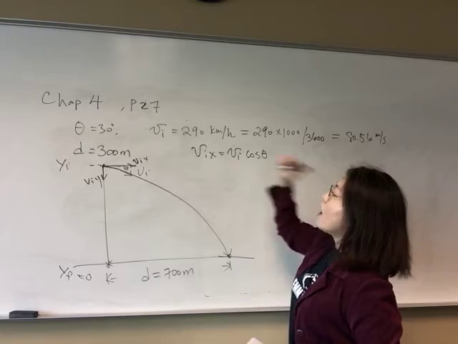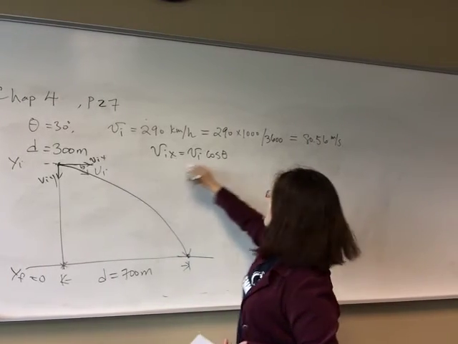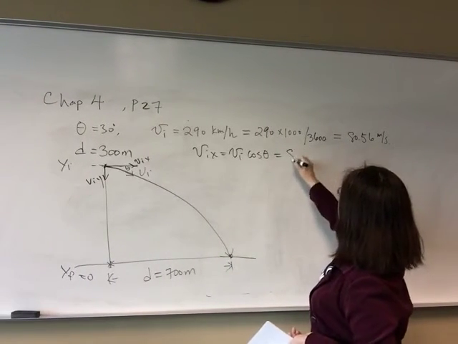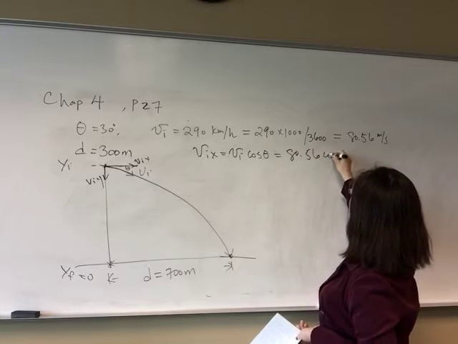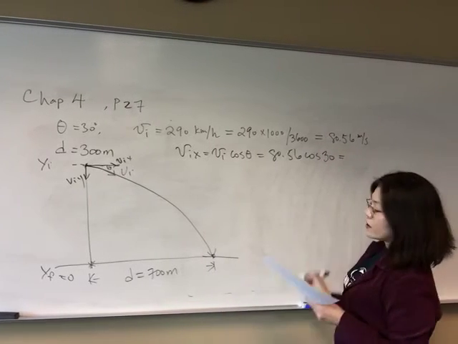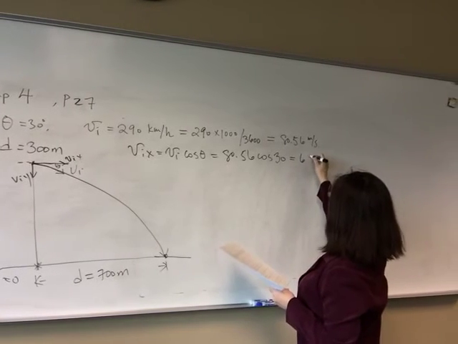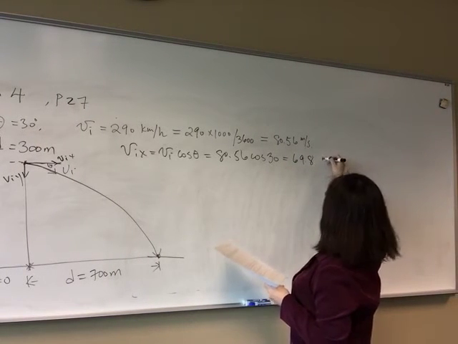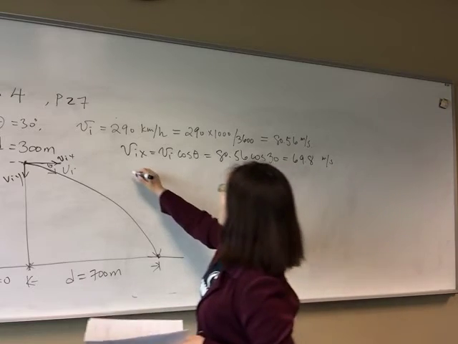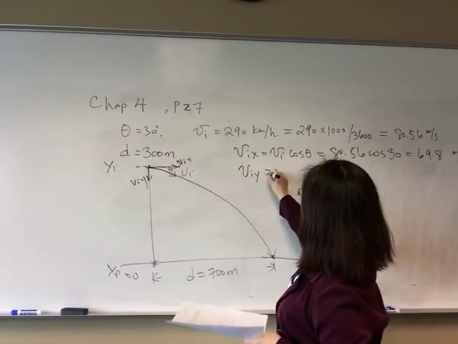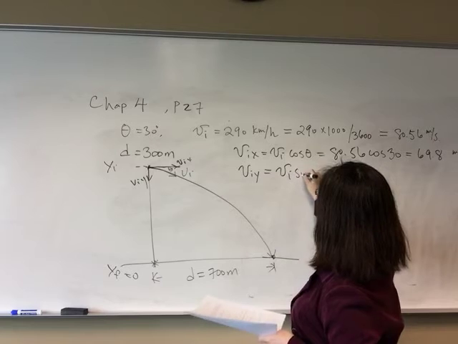Now in this case, the horizontal motion is rightward. So you have this value, 80.56 times cosine of 30, and you should get a positive value. So your Vix is equal to 69.8 meters per second.